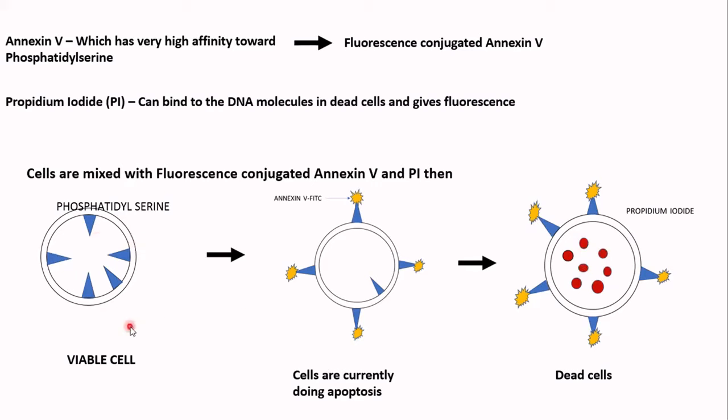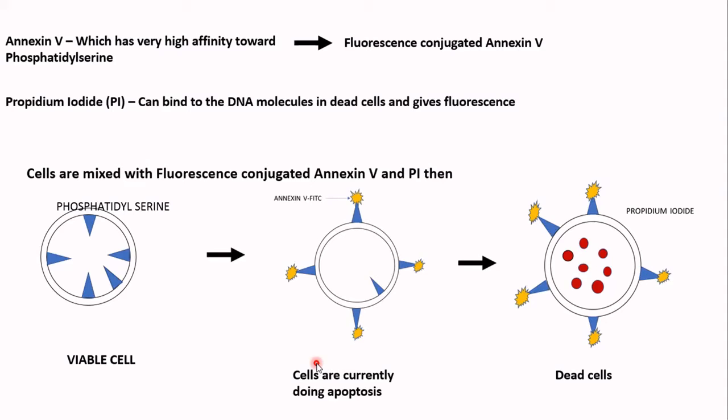So viable cells, no fluorescence. Cells which are live now but currently doing apoptosis, they will give fluorescence only for annexine 5, and cells which are dead because of apoptosis, they will give fluorescence for both, that is fluorescence for annexine 5 and fluorescence for propydium iodide. So three types of populations you can have: viable cells, double negative fluorescence, and currently apoptotic cells, meaning cells which are doing apoptosis currently, but till now they are not dead.